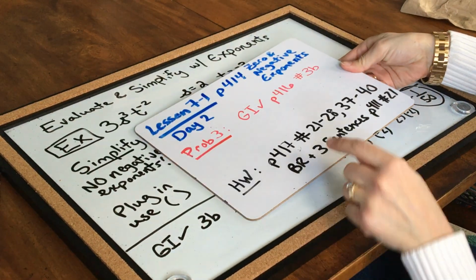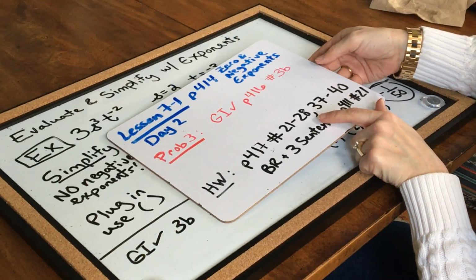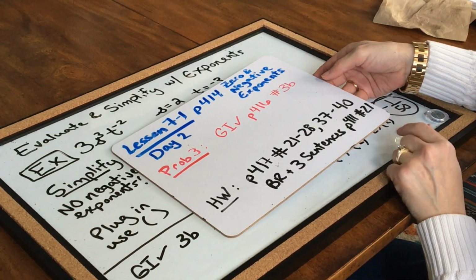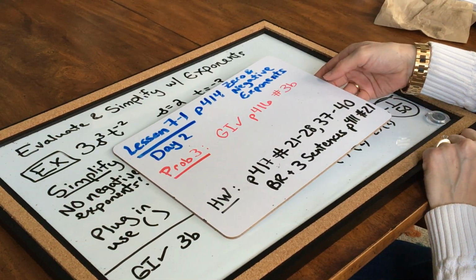If you can do that, you can definitely do homework for today. So remember, homework is page 417, numbers 21 to 28 and 37 to 40. Also do your bell ringer in 3 sentences, page 411, number 21.